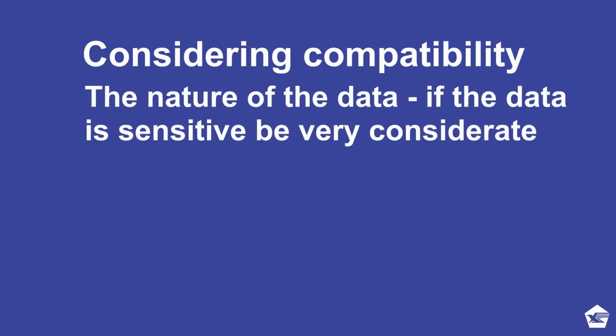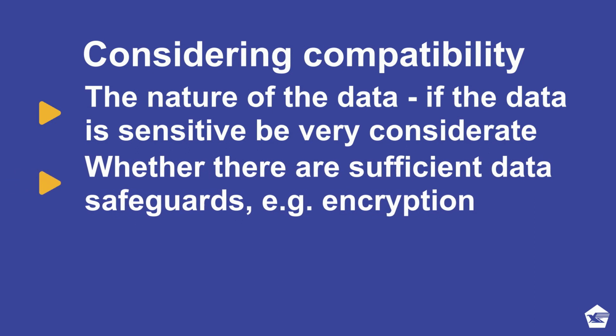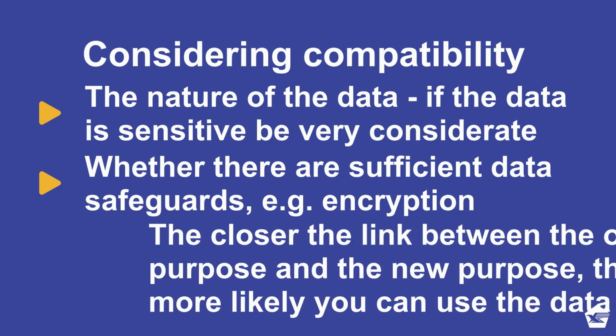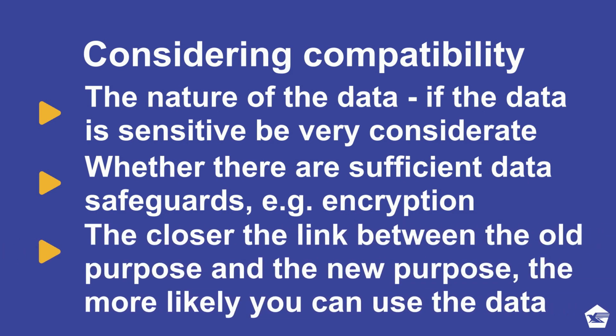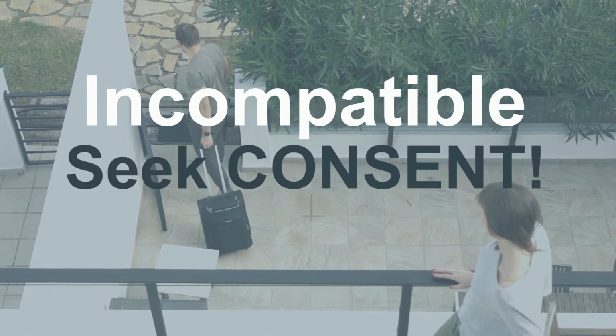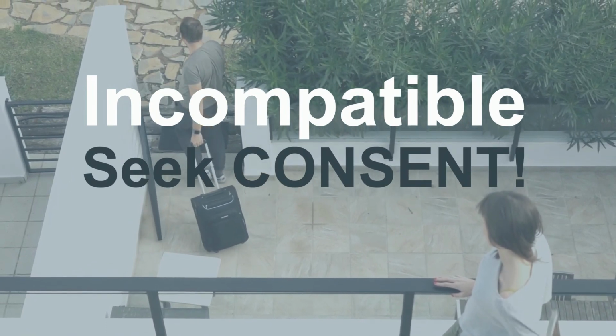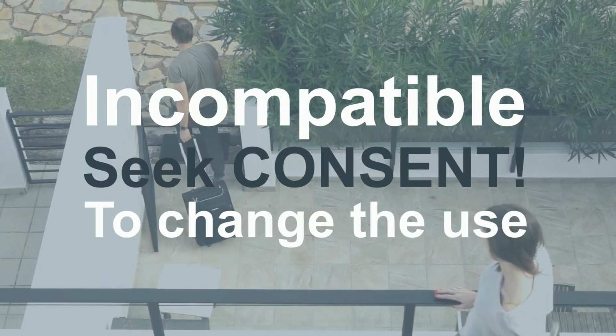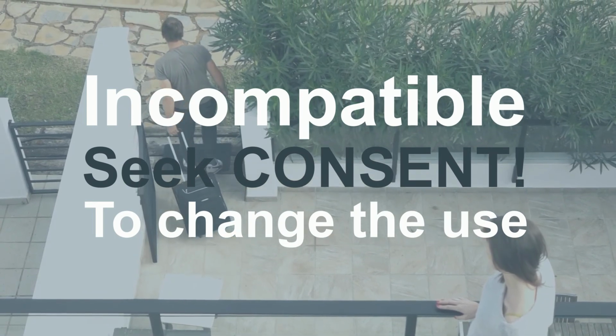The nature of the personal data. If the data is sensitive, be very considerate. Whether there are sufficient data safeguards, for example, encrypting or anonymizing the data. In general, the closer the link between the old purpose and the new purpose, the more likely you are going to be able to use the existing data for the new purpose. If you feel the purposes are incompatible, you may seek the consent of the relevant individuals to change the use of that data to encompass the new purpose.